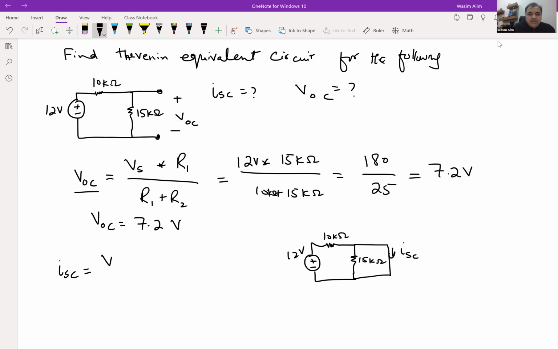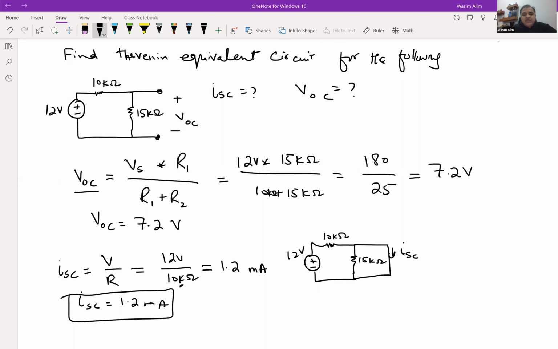So essentially we can find this I short circuit value by V over R. So V in this case is 12 volts and R is 10 kilo ohms, right? Because we have bypassed this. So what we're going to be left with is 1.2 milliampere. Okay, because we have this K in the denominator, which is going to make this milli. So now I short circuit has become 1.2 milliampere.